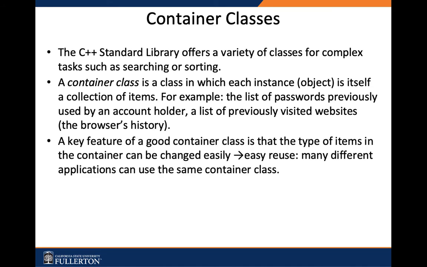A key feature of a good container class is that the type of item in the container can be changed easily. This is what we call easy reuse. Many different applications can use the same container class. So we have the list of passwords, which is a list of strings including white spaces, and the list of previously visited websites, which is a list of URLs.